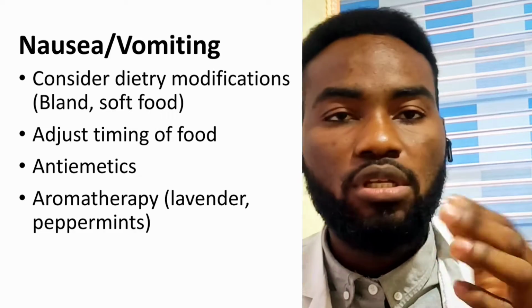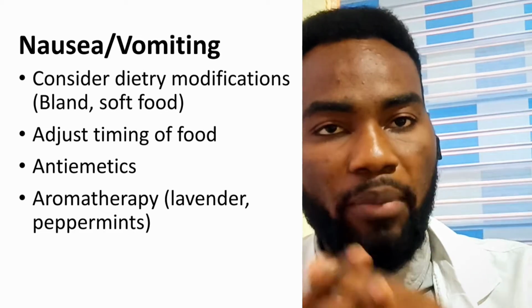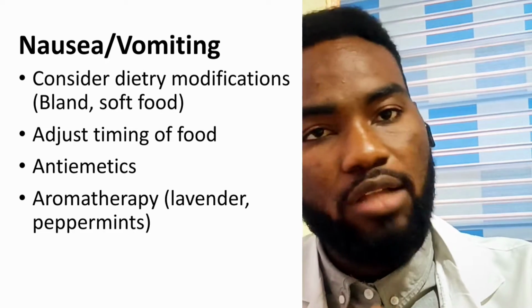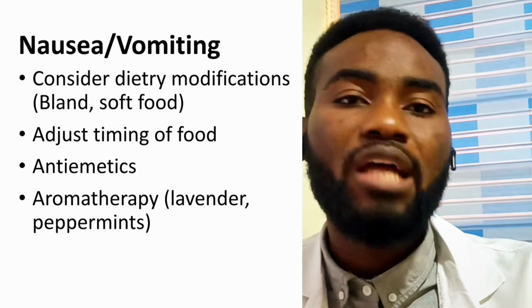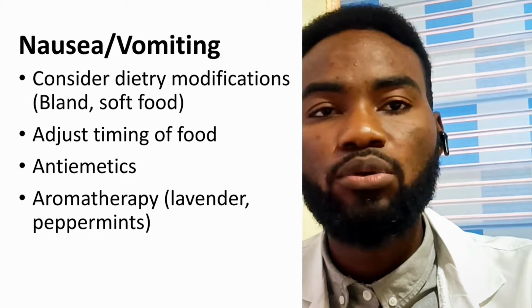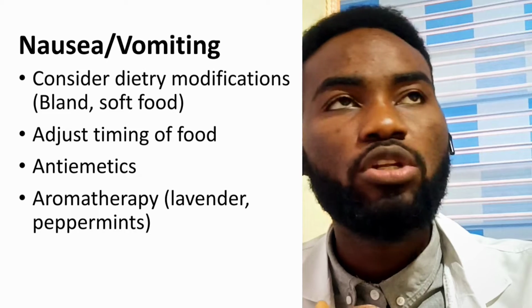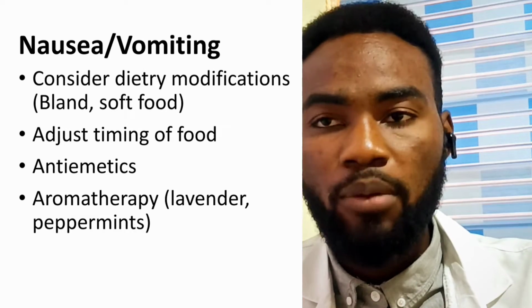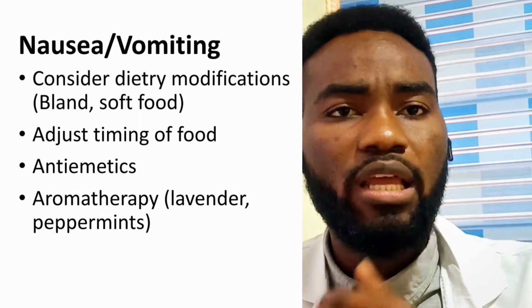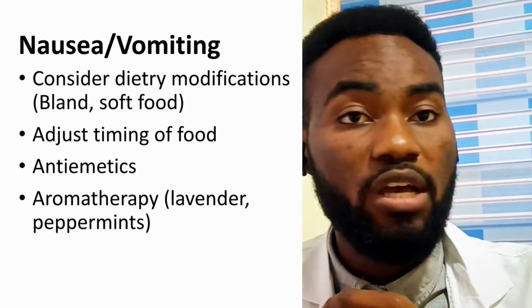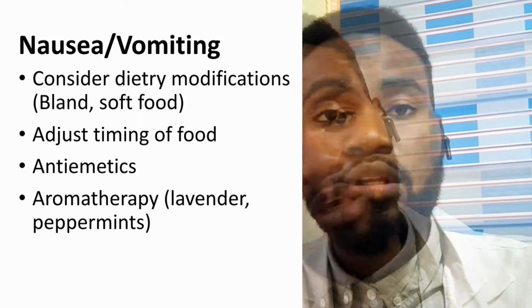And of course, in worst cases, you can use antiemetic drugs. You can start with simple, first-line agents like metoclopramide and the like. But when the patient is already on chemotherapy, maybe you want to add drugs like ondansetron and the likes that would reduce the nausea and vomiting the patient will be having from the chemo.